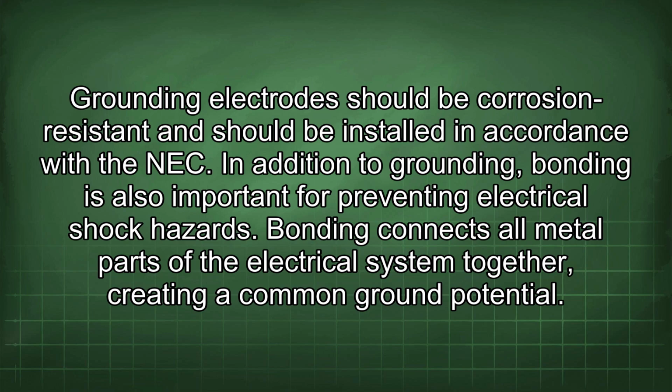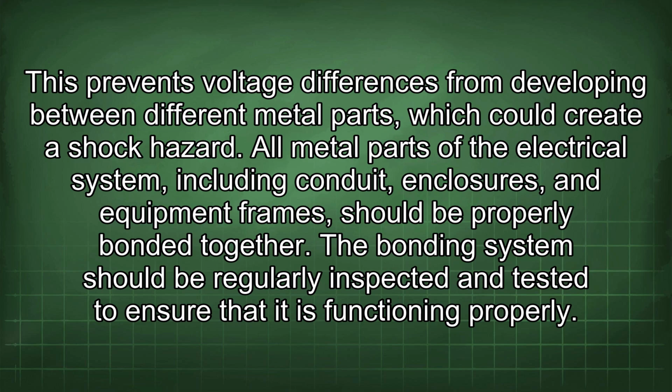In addition to grounding, bonding is also important for preventing electrical shock hazards. Bonding connects all metal parts of the electrical system together, creating a common ground potential. This prevents voltage differences from developing between different metal parts, which could create a shock hazard. All metal parts of the electrical system, including conduit, enclosures, and equipment frames, should be properly bonded together. The bonding system should be regularly inspected and tested to ensure that it is functioning properly.